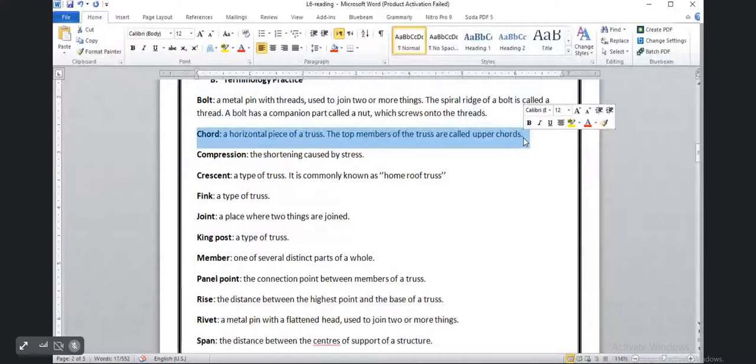Horizontal base of truss. The top members of the truss are called upper chords.